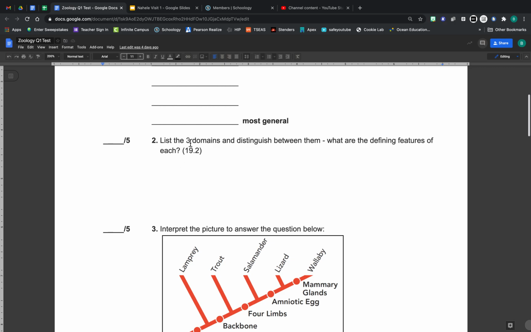This next one, I'm asking you to list the 3 domains and distinguish between them. What are the defining features of each? How are we going to tell between the 3 domains? So what I'm looking for here is the first domain is bacteria, and distinguishing features are that they're prokaryotes, which means that they don't have a true nucleus, and that they're unicellular. A lot of you put information about the cell walls, and that's great, but I was just looking for those 2, prokaryote and unicellular. And then for archaea, it's the same thing, prokaryote and unicellular.